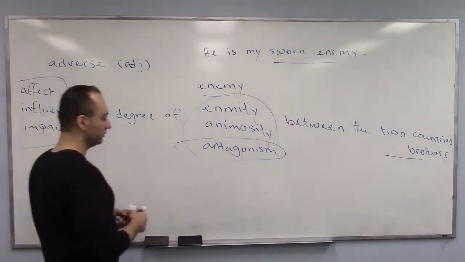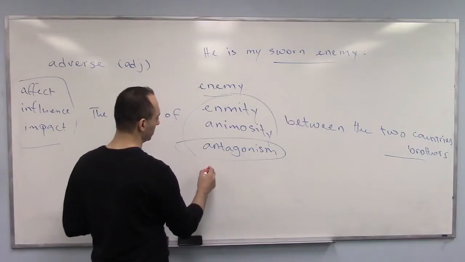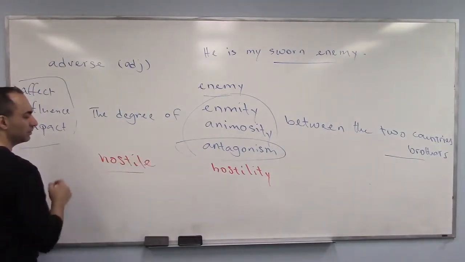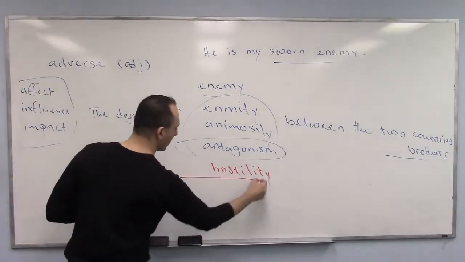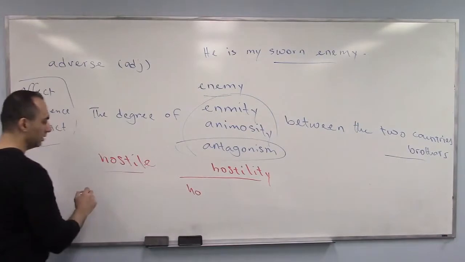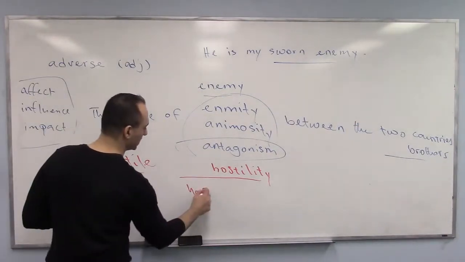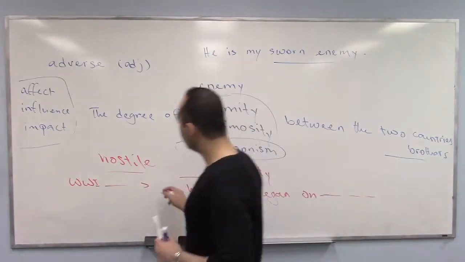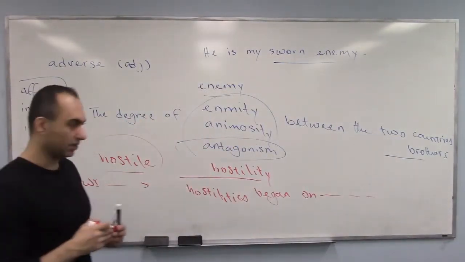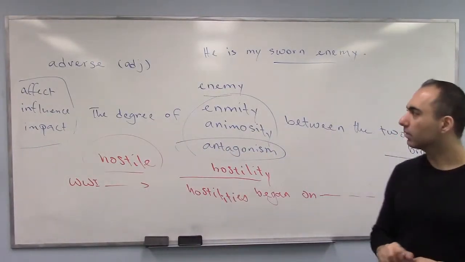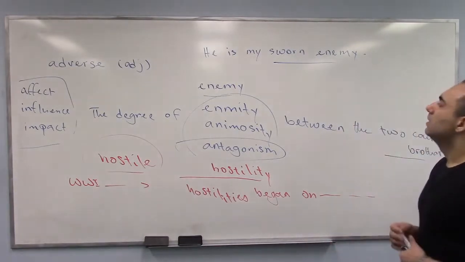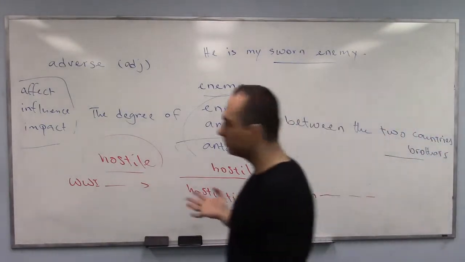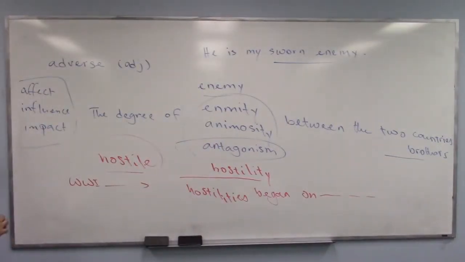And of course we have hostile and hostility. Have you heard hostile? Yeah. And if you hear about hostilities began, World War I hostilities began on. So hostilities would actually mean actual war when there are bullets fired and things like that. World War I hostilities began on that day. It's good to know animosity, enmity, antagonism, and hostility. Which is the opposite of friendship, right? Friendship.